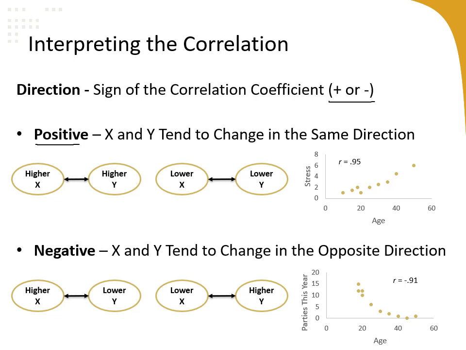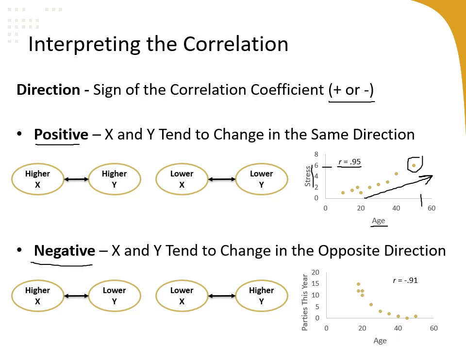So for instance, older people tend to be more stressed out. And you'll see that in the scatter plot, it's got kind of like an upward thing. It's a positive direction, right? Older, more stressed. And if you look at this coefficient for the correlation, it's actually a 0.95, which is a positive number. Now let's look down here at a negative relationship when X and Y tend to change in opposite directions.